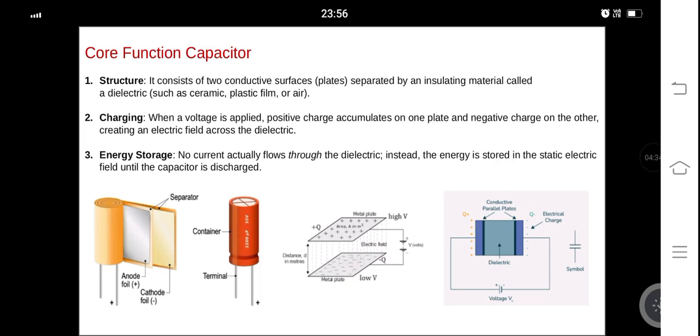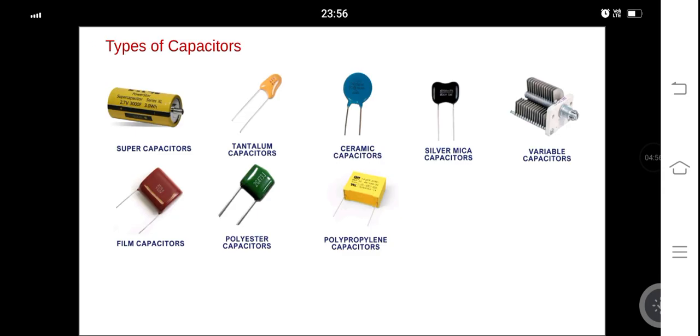And the third image is your energy storage. When your capacitor is fully charged, no current passes through the dielectric. Instead, the energy is stored in the static electric field until the capacitor is discharged.